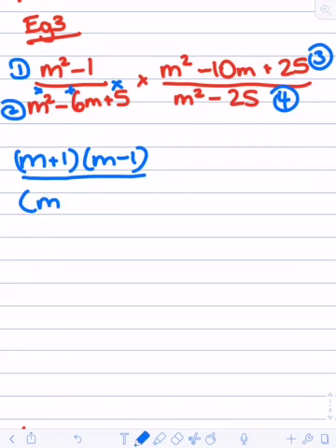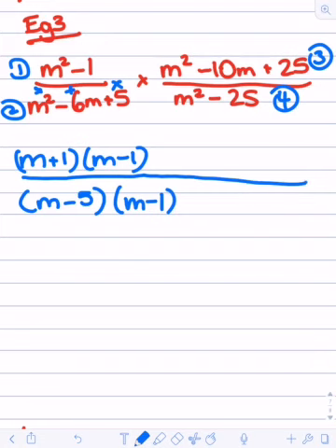So it's going to be m minus 5, m minus 1. And again, when we multiply, we're just multiplying them across, so it doesn't matter. Now, the third term here is another quadratic. So what numbers multiplied give me 25 and added give me minus 10? Again, the same case. I need two negative numbers because I need to get to negative 10. And I know that the two numbers are negative 5, negative 5. So m minus 5, m minus 5.